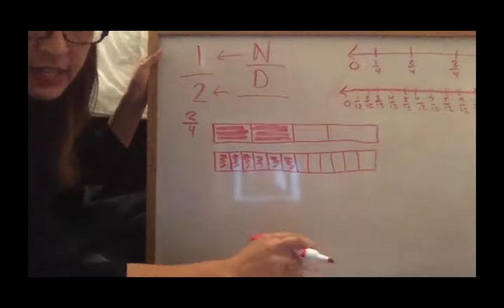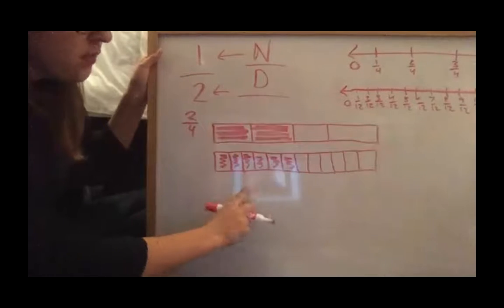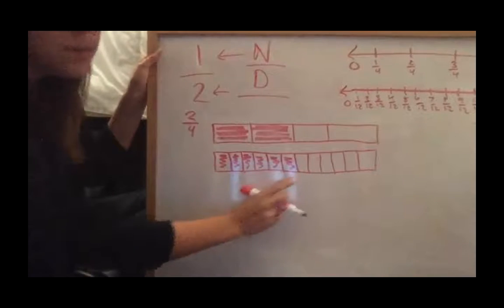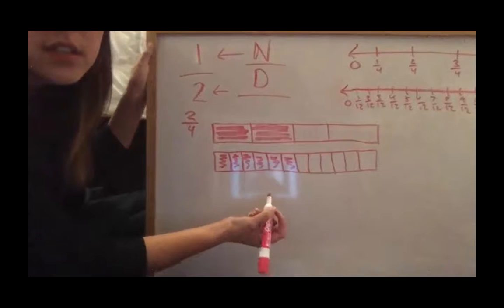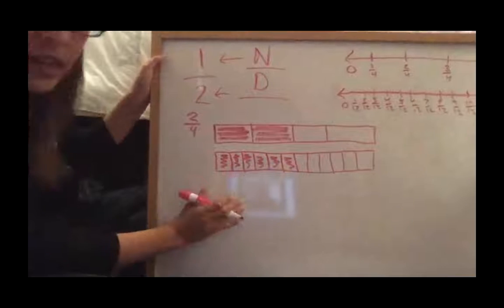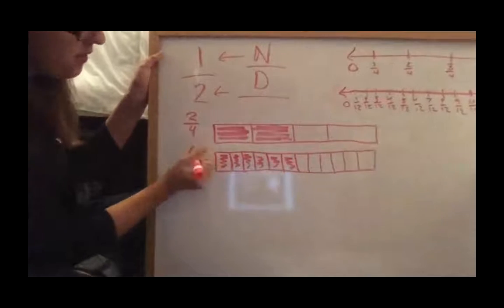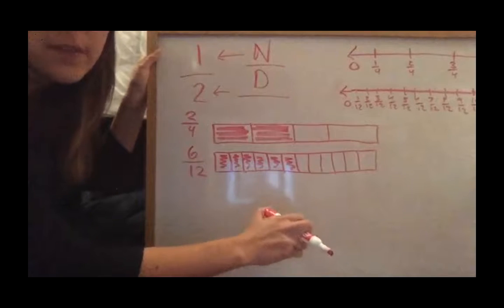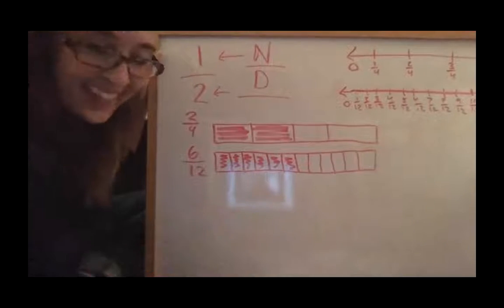Okay. Now the second one we've divided into 12s. So we have 12 equal pieces. How many are colored in the bottom rectangle? 6. Good job. So our fraction is going to be 6/12. Clap your hands 3 times if you agree with 6/12.